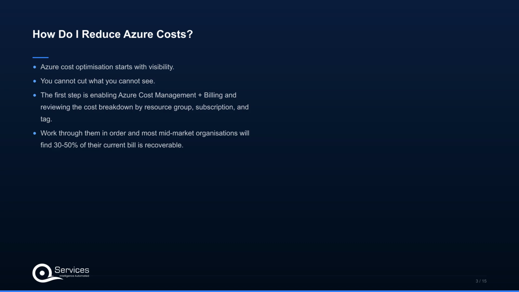The 9 Azure Cost Optimization levers are: right-sizing compute, committing with reservations, removing idle resources, implementing storage tiering, optimizing network egress, applying Azure Hybrid Benefit, automating dev/test scheduling, governing with FinOps tagging, and modernizing legacy workloads. Work through them in order, and most mid-market organizations will find 30 to 50% of their current bill is recoverable.